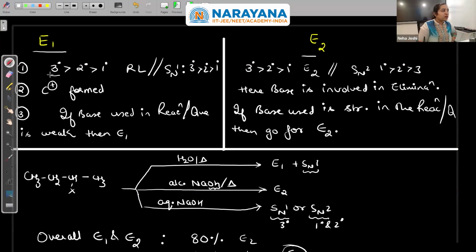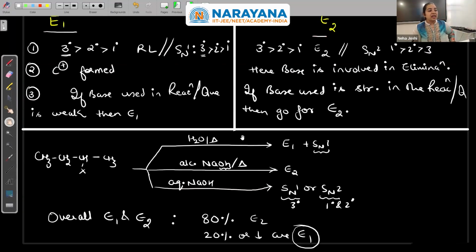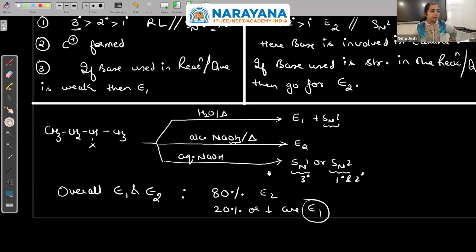So wherever I form a 3 degree carbocation, it will go preferably, thermodynamically, for SN1 rather than elimination. So E1 is a very less possible chance.